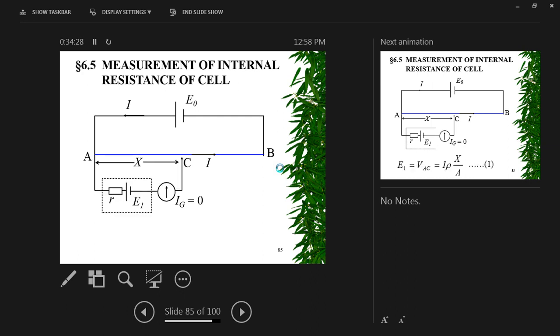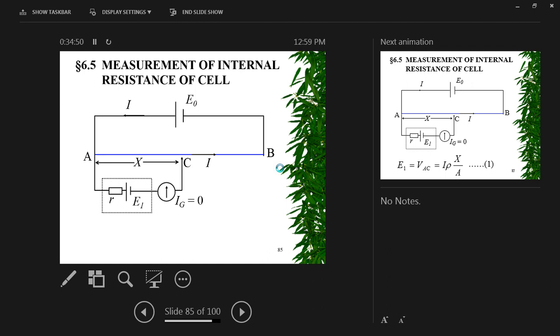So how I draw an external cell with internal resistance is always using a dotted line like this. The cell's internal resistance is a resistor in series with an ideal EMF E1. So this EMF E1 is as if there is no internal resistance, and it's connected in series to its own internal resistance as part of the circuit.